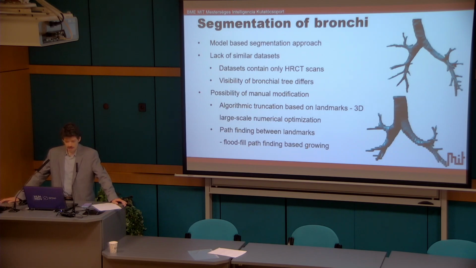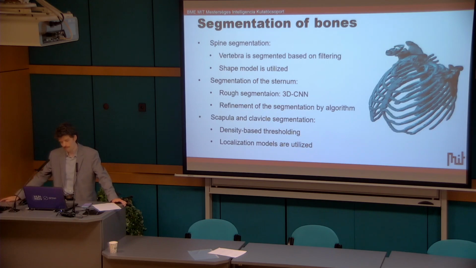Another interesting thing is that there are many datasets, for example, for segmentation of the bronchial tree, but these datasets contain high-resolution computed tomography scans, and the traceability of the bronchial tree in these scans is highly different from the traceability in classical 2.5 mm slice thickness CT scans. This is the reason why we also use algorithmic image processing.